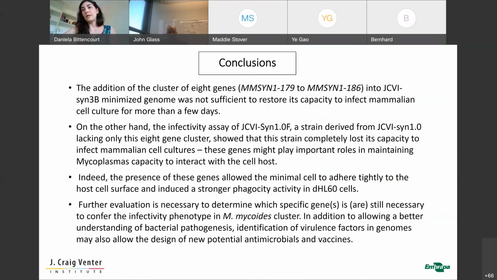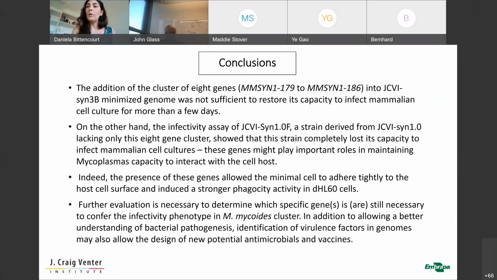So what conclusions can we take from this? Well, although we were not able to recover the capacity of the mycoplasma, the minimal cell, to infect mammalian cells, we were able to show that these genes are important for the adherence of the mycoplasmas to the mammalian cells.